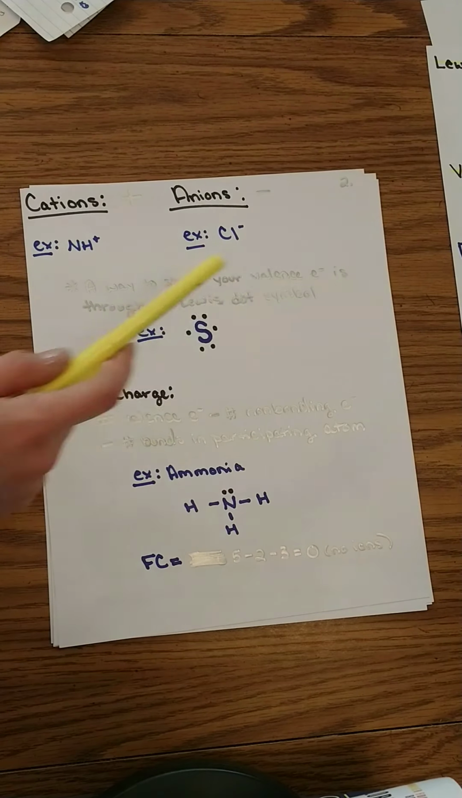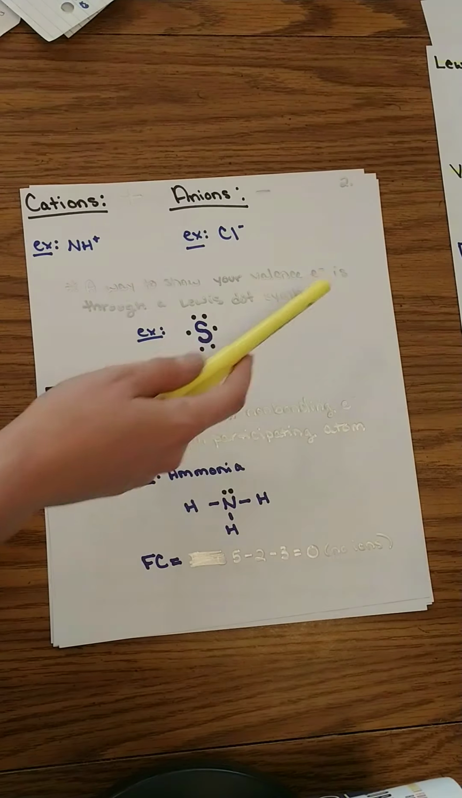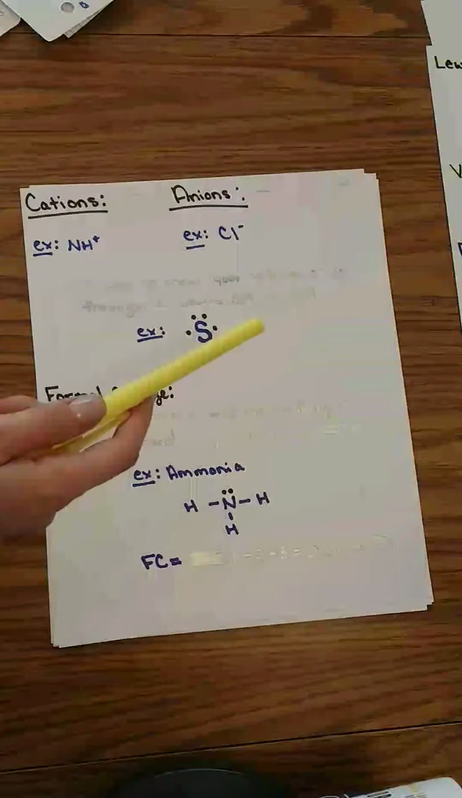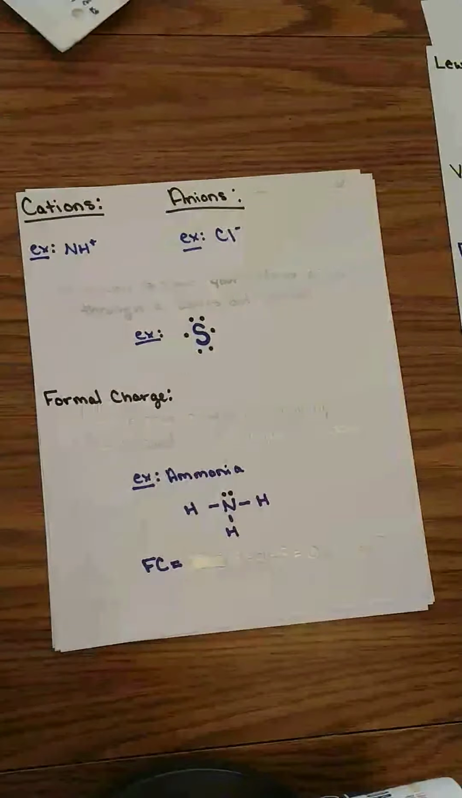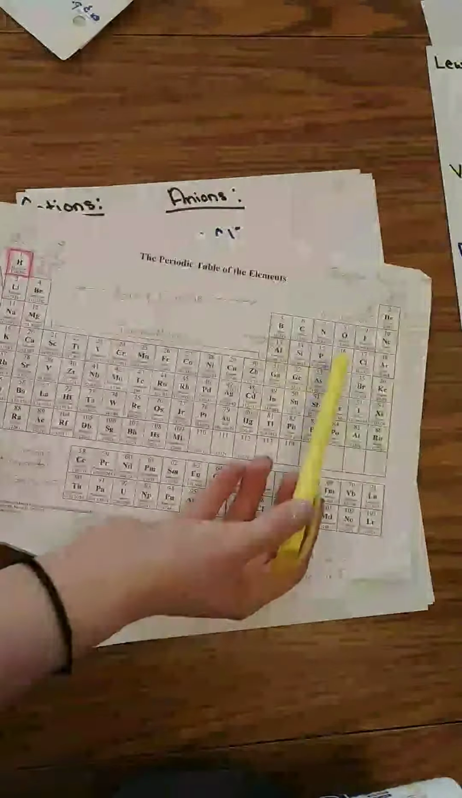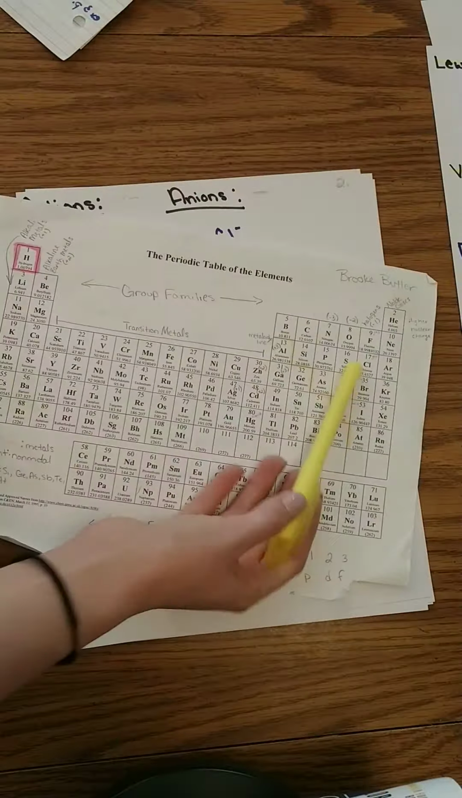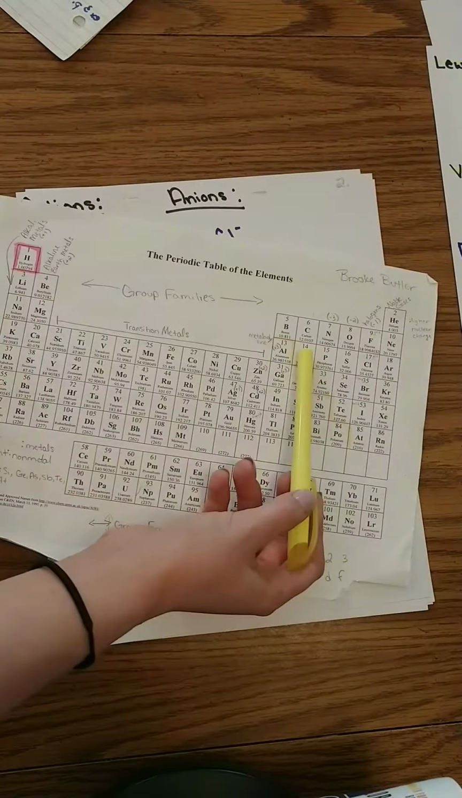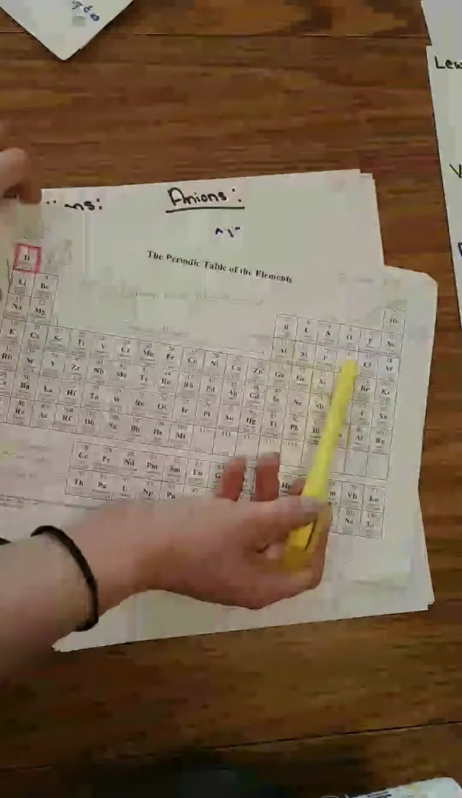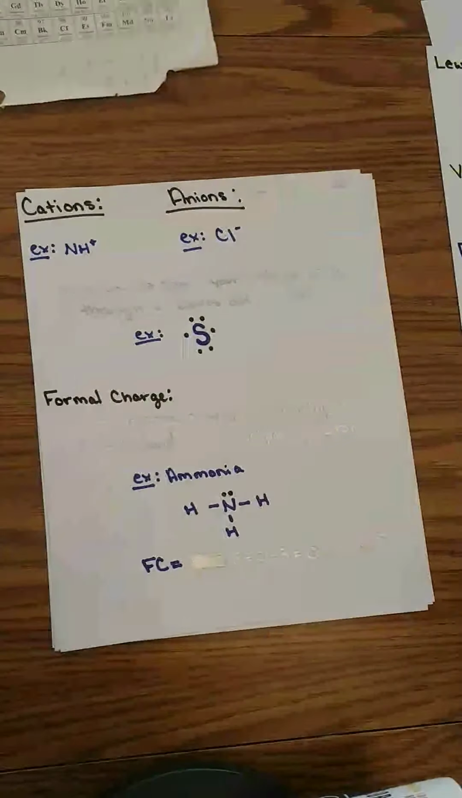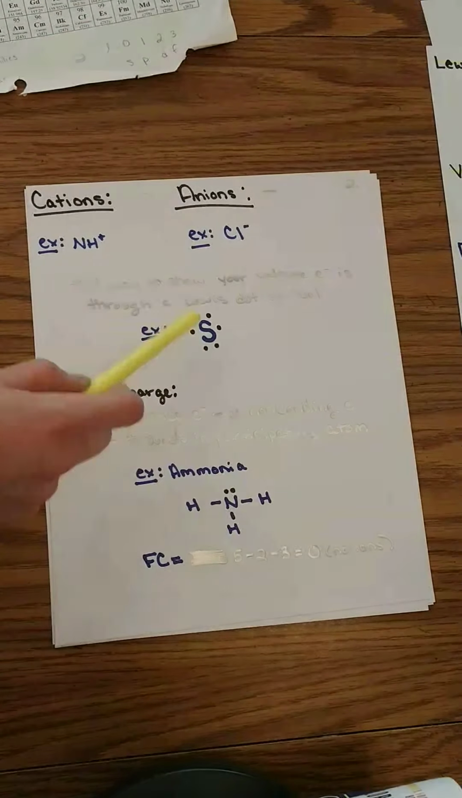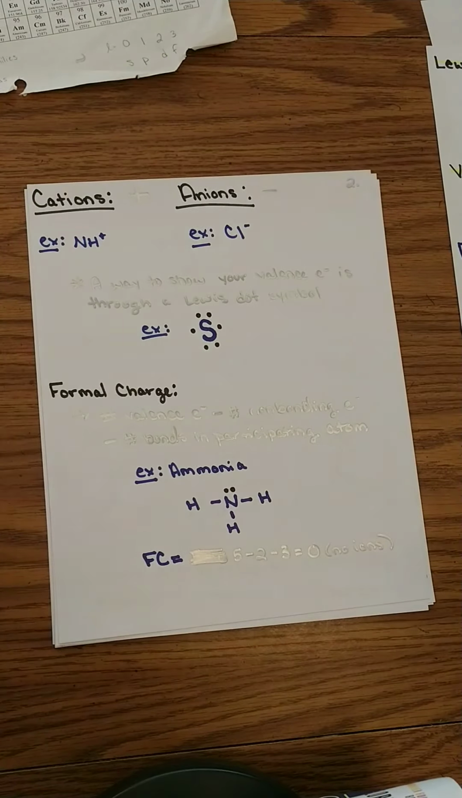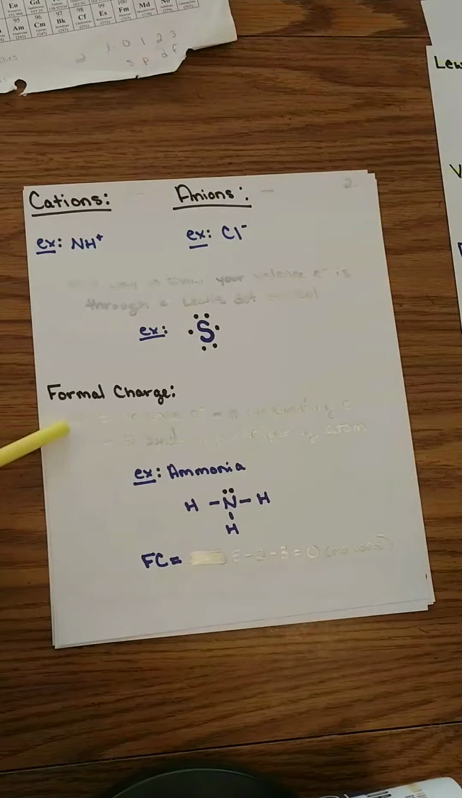A way to show your valence electrons is through a Lewis dot symbol. Right here, if we look at sulfur, we're going to count over to the sulfur right there, finding the valence electrons. 1, 2, 3, 4, 5, 6. So we have 6, as we can see right there for sulfur. So we're going to place that 1, 2, 3, 4, 5, 6, trying to make it look equal and nice because it helps with bonding later and explains with our formal charge.